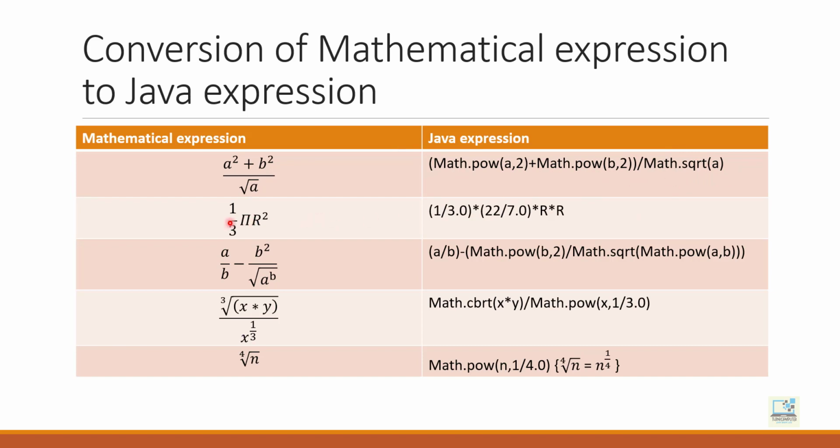The second one is 1 by 3 pi r square. For that one, I have written 1 by 3.0 asterisk 22 by 7.0 asterisk r square. See, we don't have any such symbol as pi in the program. So instead of writing pi, we write the value of pi. So you can either write 3.14 or you can write 22 by 7. But know that instead of writing 22 by 7, you have to write 22 by 7.0 or 22.0 by 7.